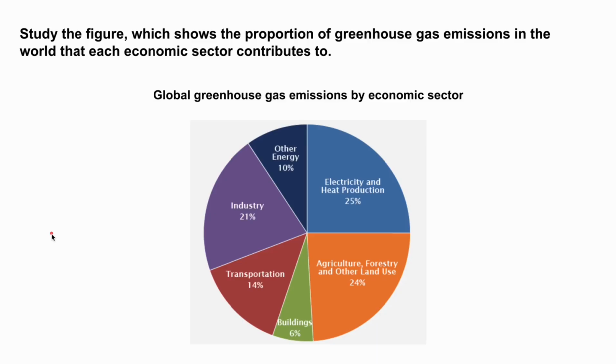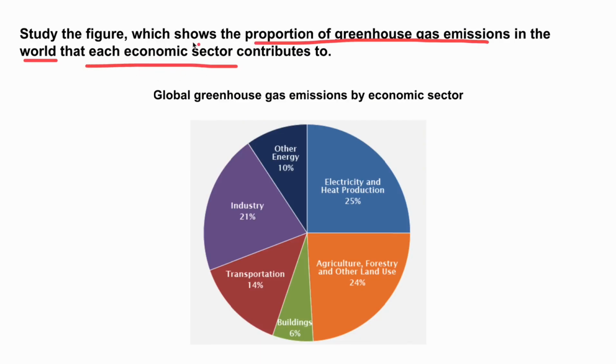In this video, we're going to be talking about how to interpret pie charts. So what you see here is a pie chart, and looking at the question context, the pie chart shows you the proportion of greenhouse gas emissions in the world that each economic sector contributes to.